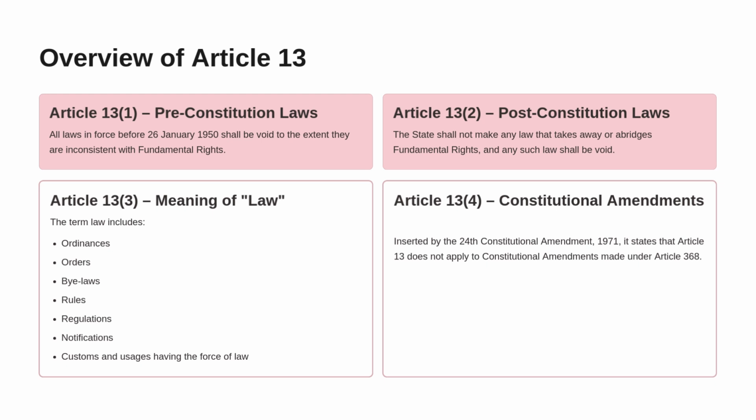Next, we come to Article 13 clause 4, which talks about constitutional amendments. Now, this was inserted by the 24th Constitutional Amendment, 1971. It clarifies that Article 13 does not apply to constitutional amendments made under Article 368. But remember, this power is limited by the basic structure doctrine.